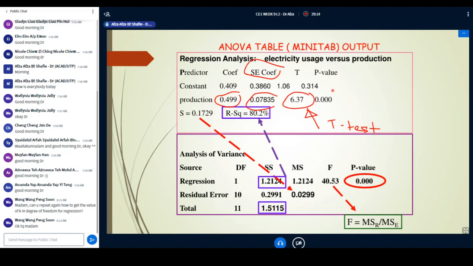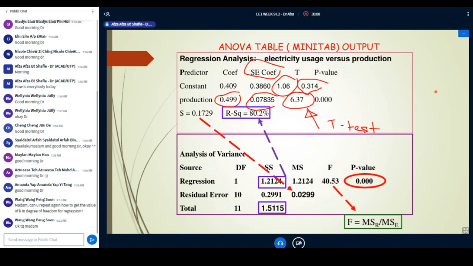It also gives you the p-value. It calculates the p-value for you because this is numerically calculated. If you want to know the T statistics for the constant, it's a value of 1.06, and the p-value here is 0.314. This means that beta naught is not significant. So there's a possibility that in this relationship, beta naught will be equal to 0.